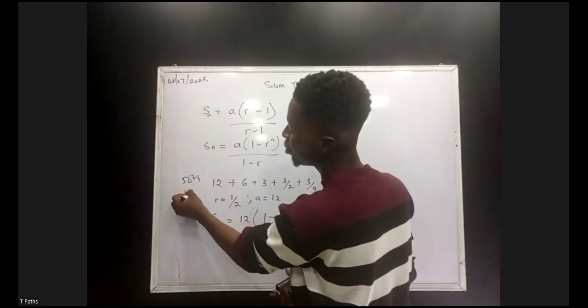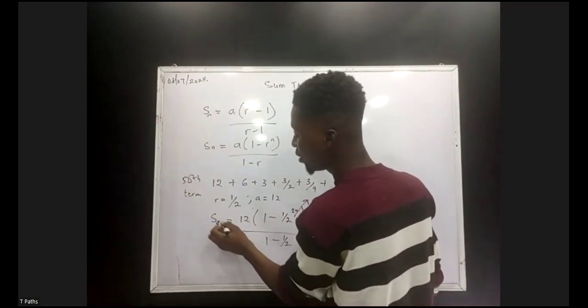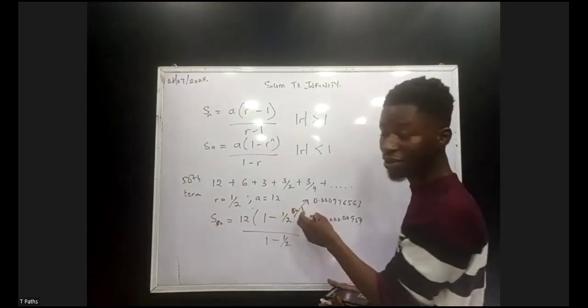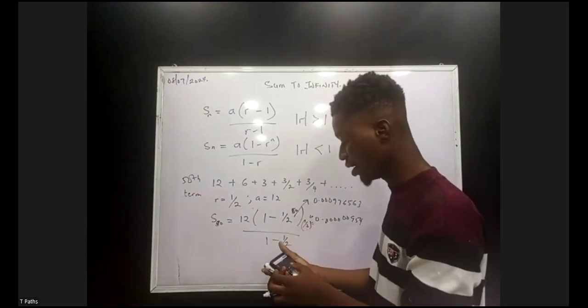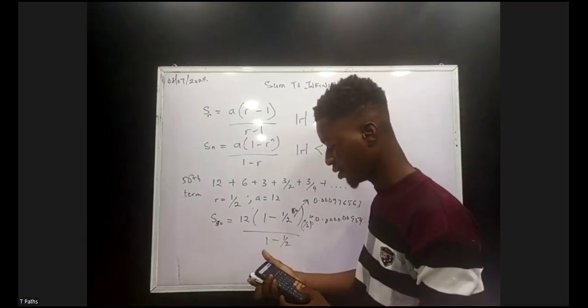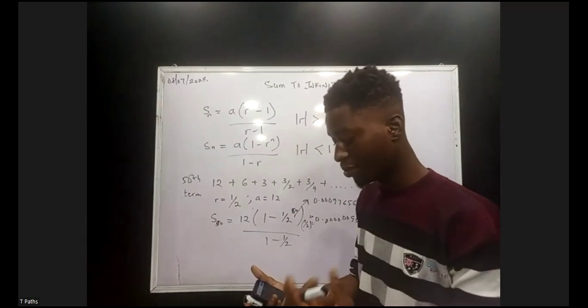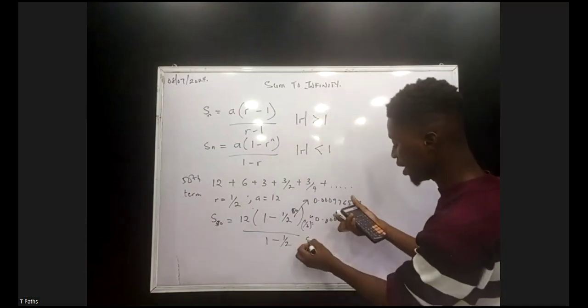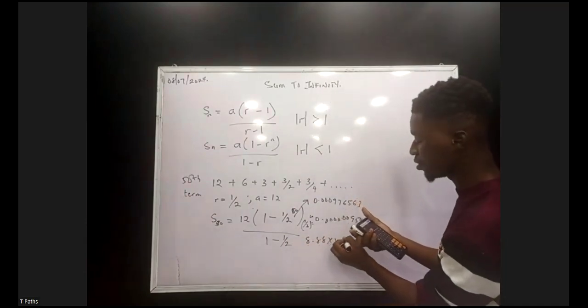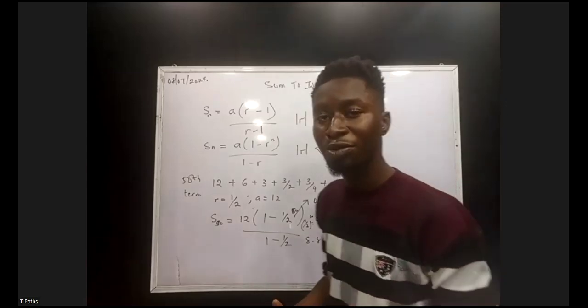If you go further, take the sum of the first 50 terms, S50, we have 1 over 2 raised to power 50. If you take that, I have more zeros behind this. I have 8.88 times 10 raised to power minus 16.